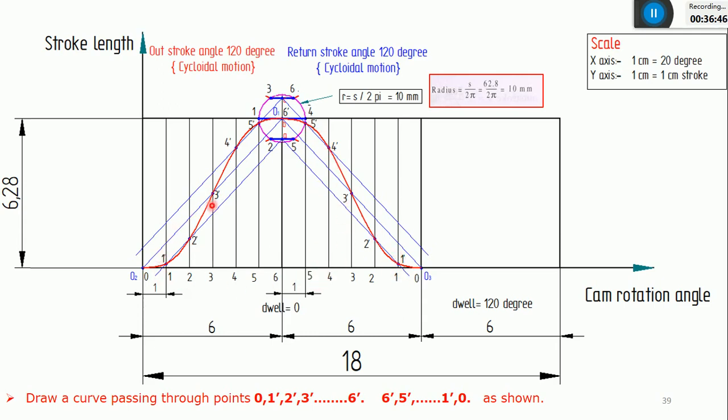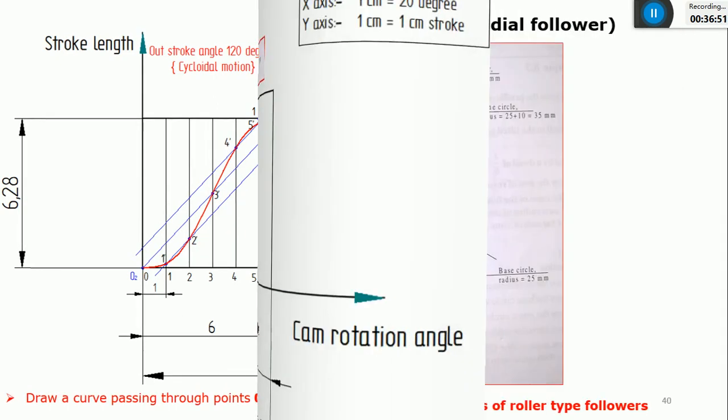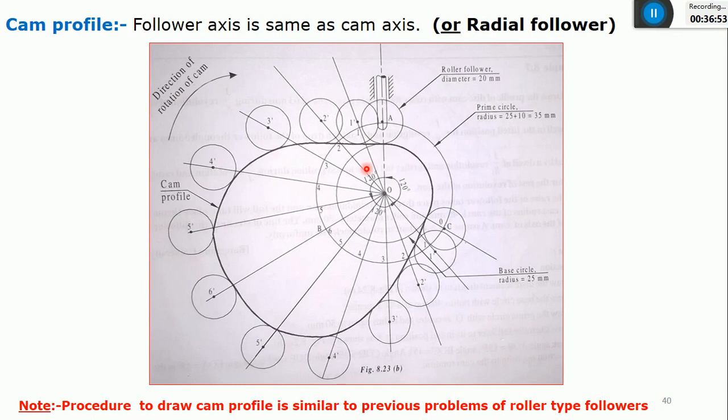Just copy these vertical distances with the help of a compass and transfer them over this cam profile by taking the reference as 1, 2, 3, 4, 5, 6, 5, 4, 3, 2, 1, 0 on the prime circle. And just transfer those distances on these radial lines from 1, 2, 3, 4, 5, 6. You'll get 1 dash, 2 dash, 3 dash, 4 dash, 5 dash, 6 dash, up to this one, the last circle.